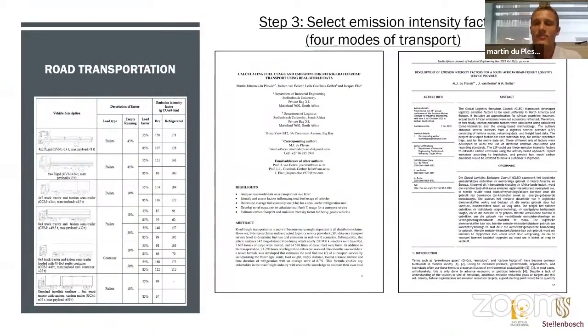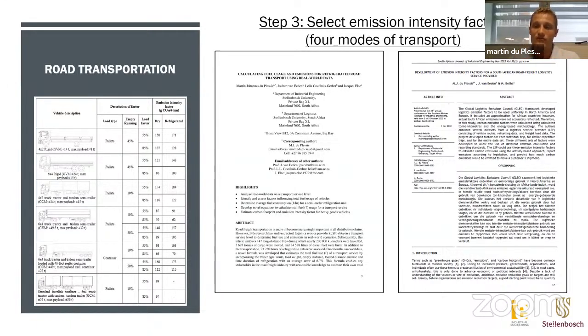Just a bit more detail on that. As far as my knowledge is concerned, these are the first emission intensity factors for road transport vehicles in South Africa. And what this tells us, for different configurations of road transport vehicles, whether we transport pallets or containers, and the percentage of empty running, so the vehicle runs empty 10% of the time or 45% of the time, and the vehicle is loaded to this percentage of its capacity, is how much emissions we expect to be emitted to move a ton a kilometer.